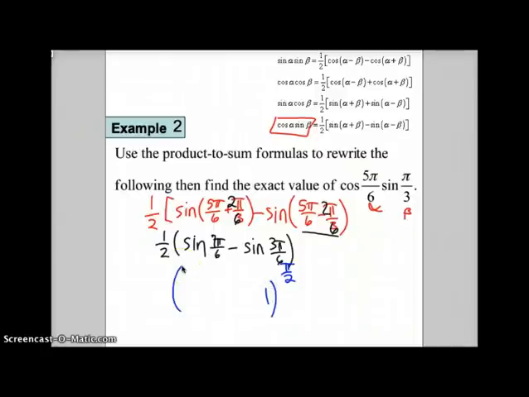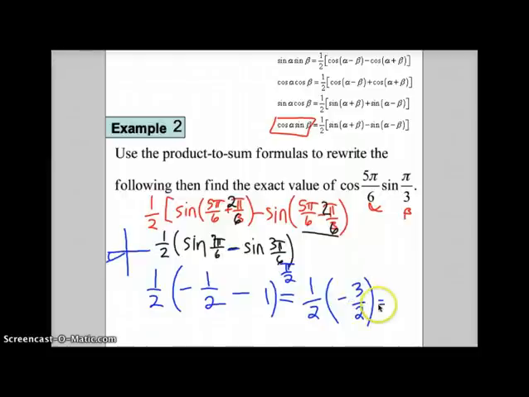The sine of 7 pi over 6 on my unit circle, that's the angle that's going to be down here, pi over 6. So let's see, the sine will be negative, and it will be negative 1/2. So we have negative 1/2 minus 1, minus coming from up here, and we have 1/2 of that. So it looks like we're going to have 1/2 of negative 3/2, which also equals negative 3/4, which is my final answer for this particular example.